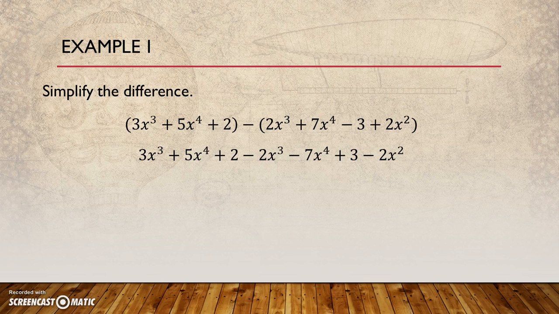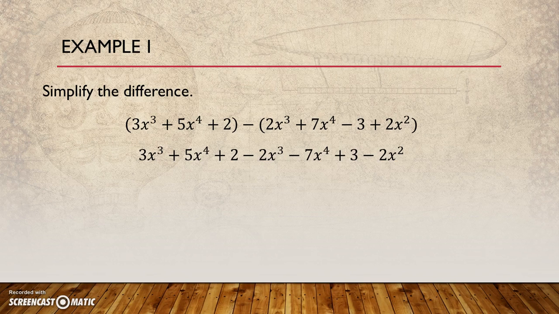Okay, so I'm going to start with the highest exponent, and that's x to the fourth. So that's the highest degree. And I'm going to combine my x to the fourths. I have two of them. I have a positive 5 and a negative 7. When I combine that, I get negative 2. Okay, then I'm going to do the same thing with my next degree, which is x to the third. And there's two of those. There's 3 and there's negative 2. When that combines, we get 1x to the third.